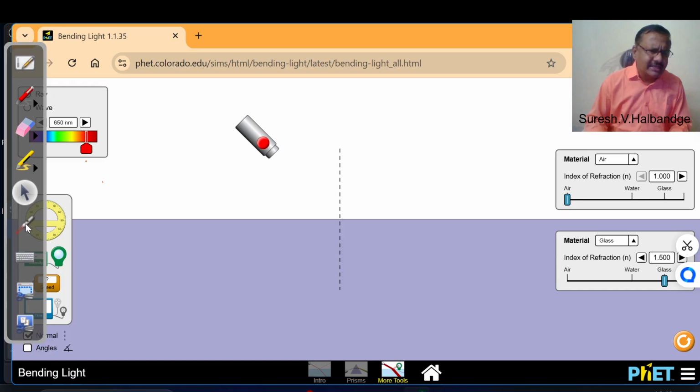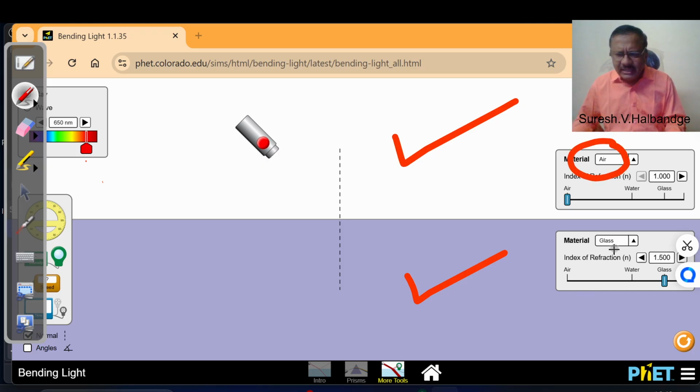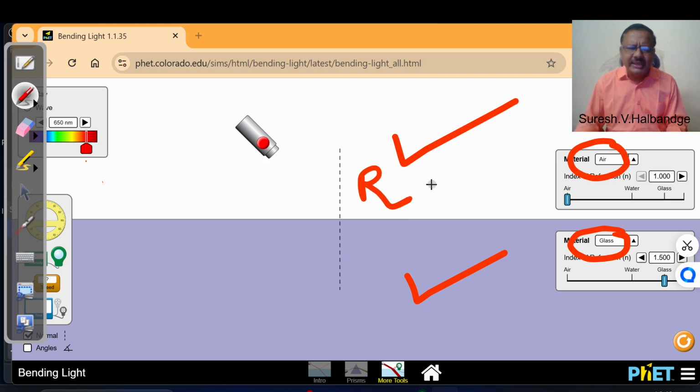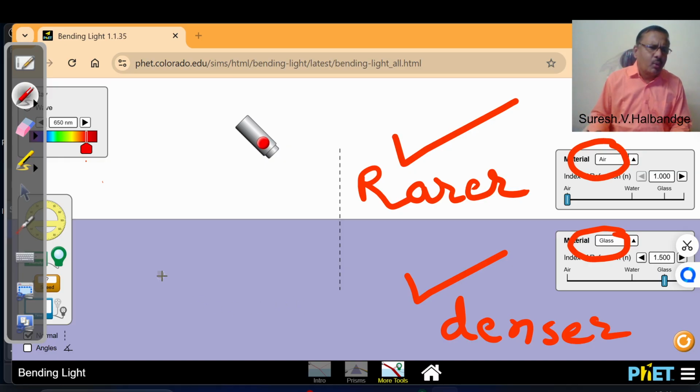Now here we can see there are two media. Mainly this is the upper medium and this is the lower medium. Here the upper medium is air and the lower medium is glass. So here the upper medium is a rarer medium and the lower medium is a denser medium. Now we shall see what happens when the light is passing from rarer to denser medium.